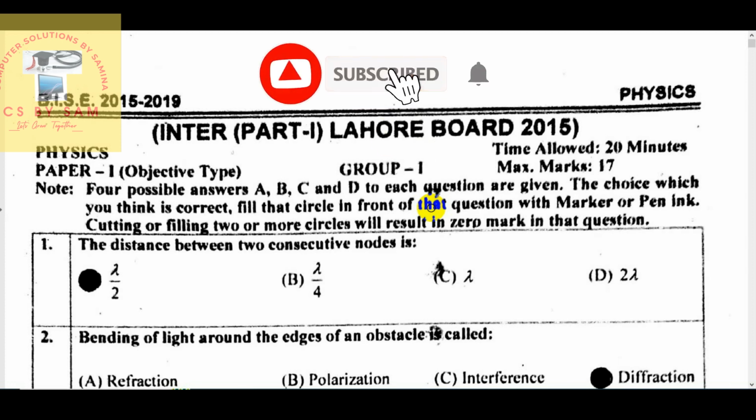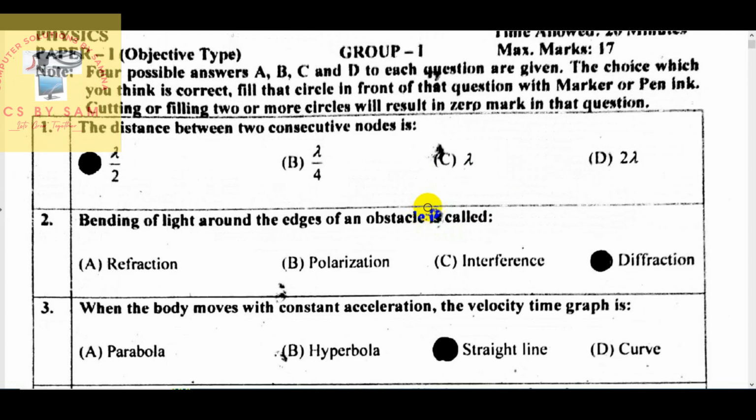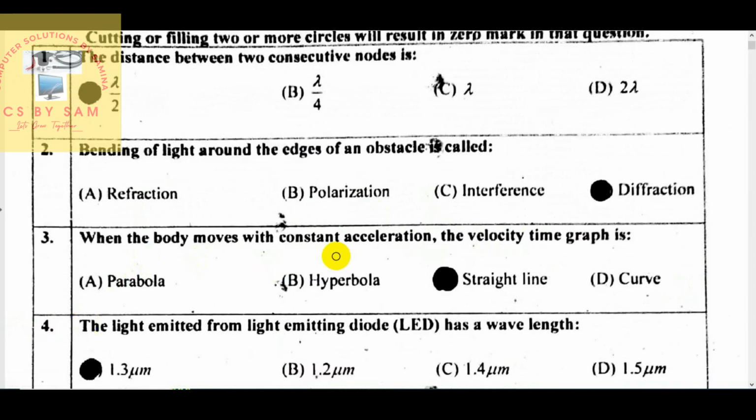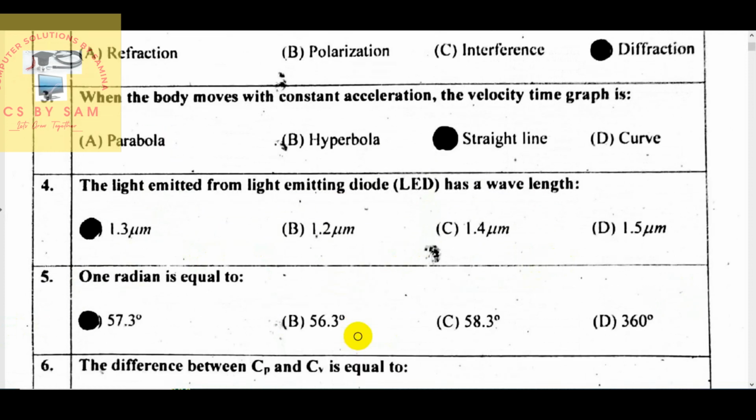तो पहला है जी, the distance between two consecutive nodes is lambda by 2. Bending of the light around the edges of an obstacle is called the diffraction. When the body moves with the constant acceleration, the velocity time graph is a straight line. The light emitted from the light emitting diode LED has a wavelength of 1.3 micrometer.